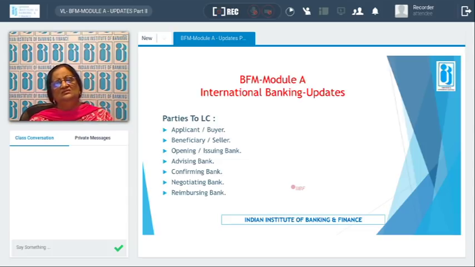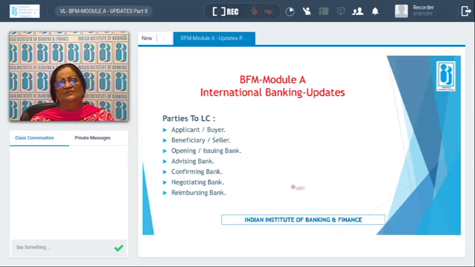But apart from this, advising bank has a responsibility. That is, when they advise this LC to beneficiary, it is understood that they are confirming, they are authenticating the genuineness of the LC. So that is the role of the advising bank, that they confirm the authenticity of the LC, that it is a genuine LC opened by an issuing bank and it is going in favor of the beneficiary. So advising bank has no role in payment of LC, but they have the responsibility of authenticating the genuineness of the LC.